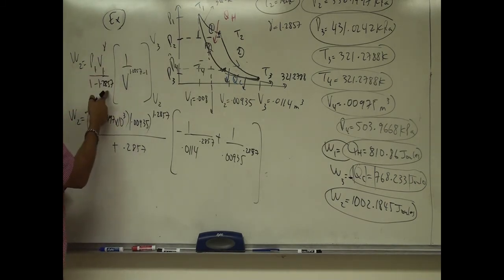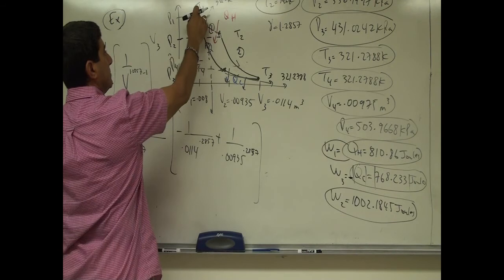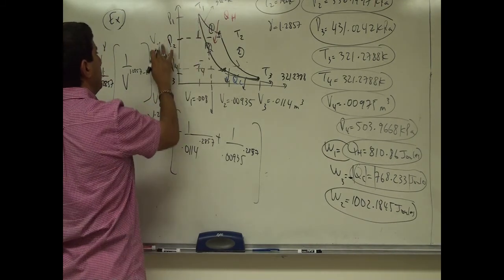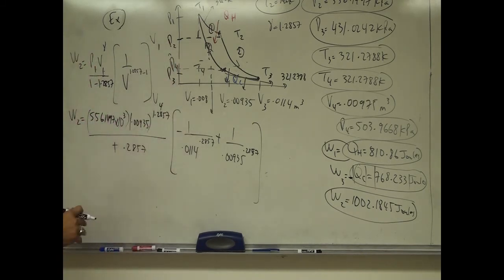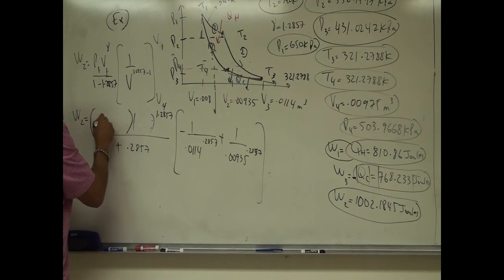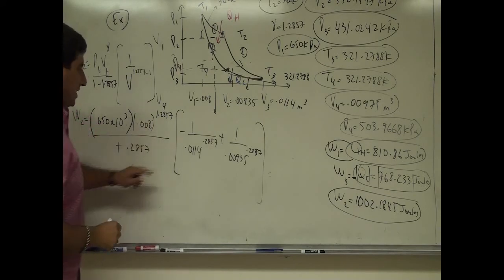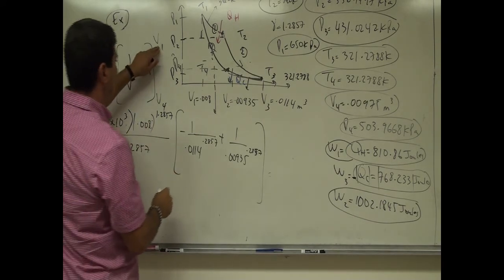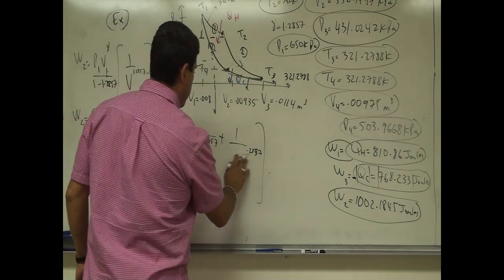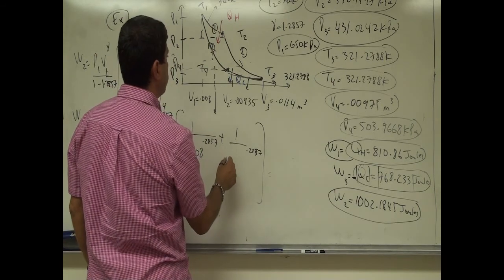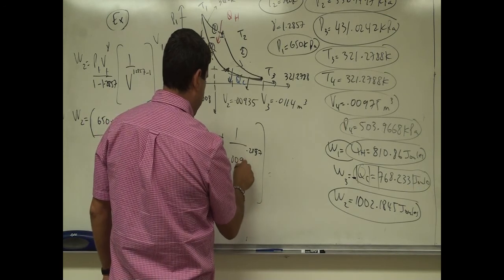This one will stay the same, right? And then over here, we're going to go from where? From V4 to V1, right? From V4 to V1. Right, so that's the only thing that changes. 650 times 10 to the third, and then we put V1 is 0.008, and then here I'm going to change it to V1, which is 0.008, and then over here I'm going to change it to V4, which is 0.00975.